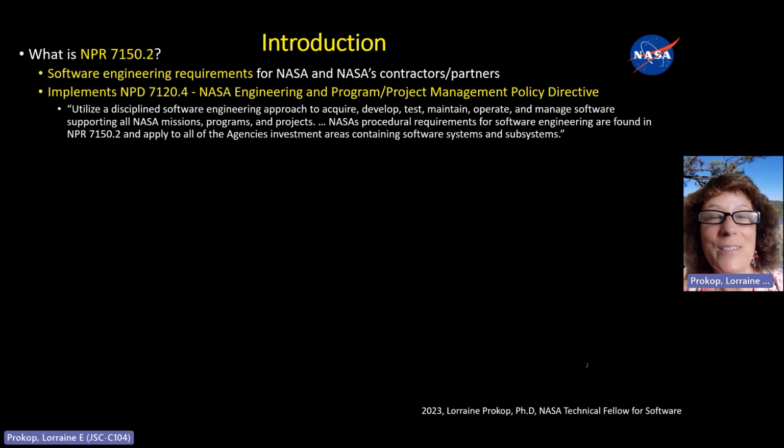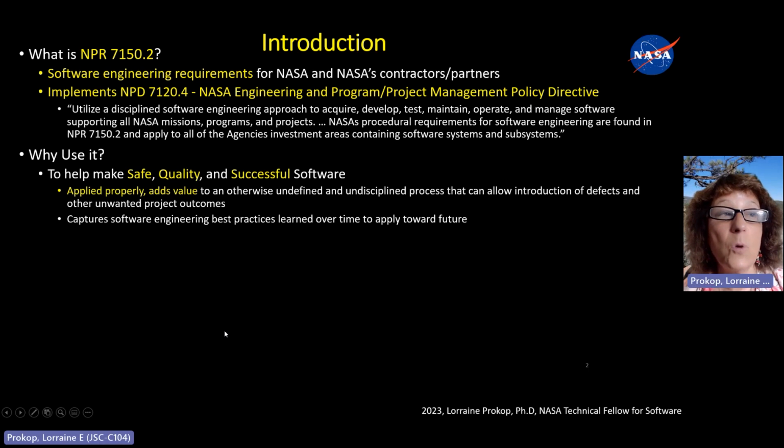So what is NPR 7150.2? It is, as I mentioned, the software engineering requirement set for NASA and NASA's contractors or partners. And I put an excerpt here from a NASA policy directive, just for reference, really, but it basically says NASA shall utilize a disciplined approach to software engineering, and the requirements for that are in 7150, which is what I'm going to go over.